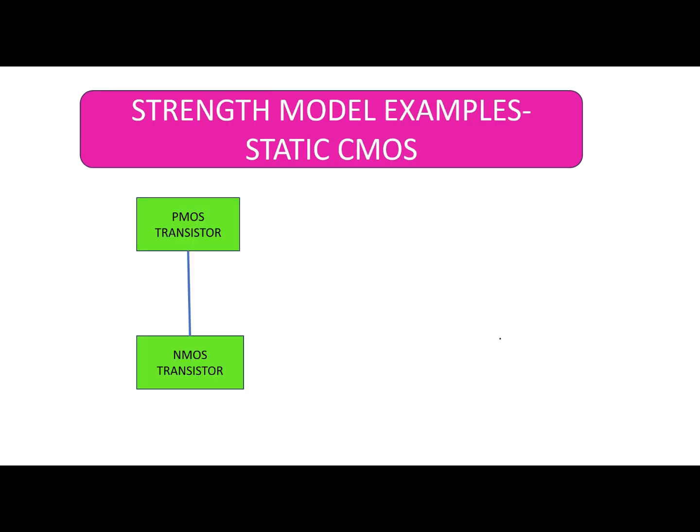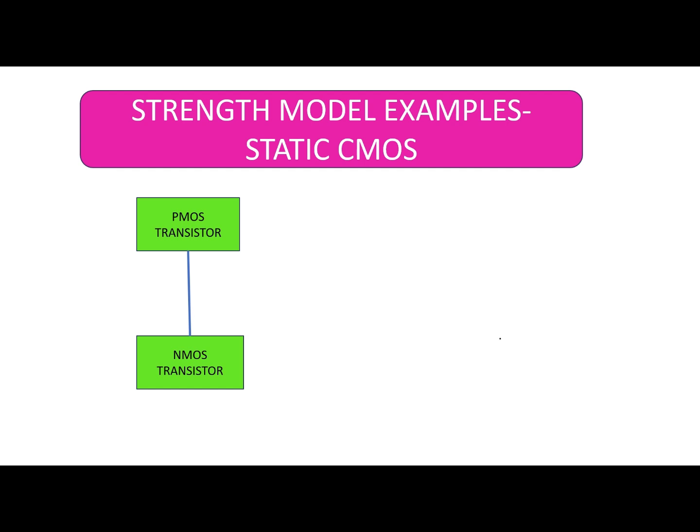We'll see the working of the strength model by taking some classic examples. The first example is the static CMOS. In the static CMOS, we have a PMOS transistor network and an NMOS transistor network. The static CMOS is called so because the circuit operation is independent of any clocking strategy.